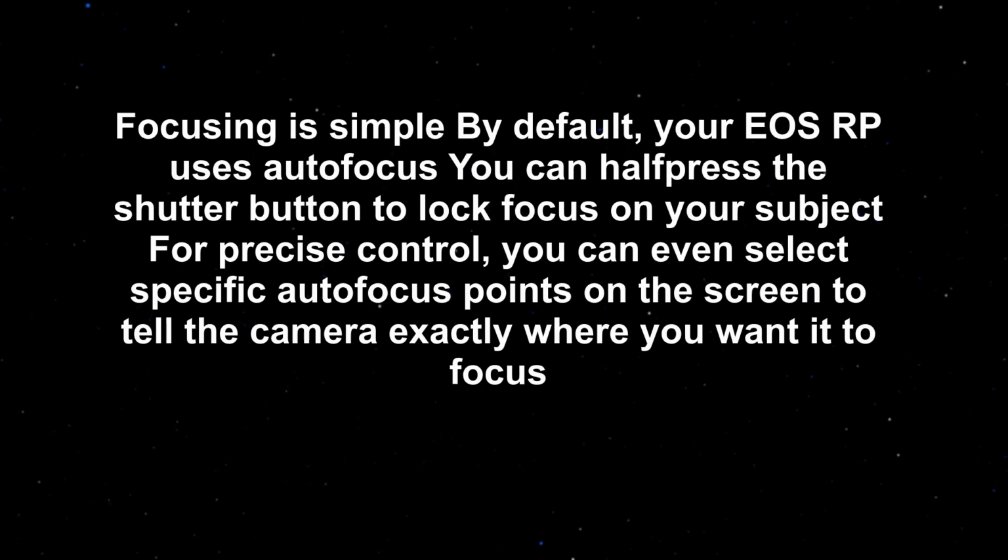Focusing is simple. By default, your EOS RP uses autofocus. You can half-press the shutter button to lock focus on your subject for precise control. You can even select specific autofocus points on the screen to tell the camera exactly where you want it to focus. After you've taken a shot, press the play button to review your masterpiece.